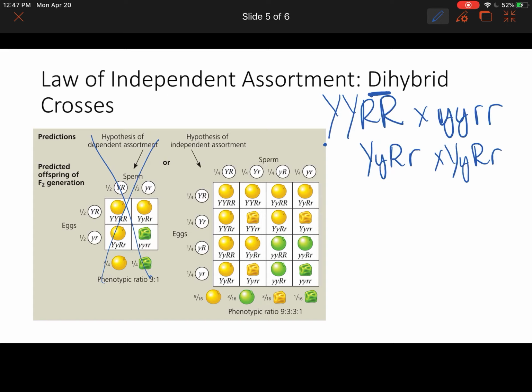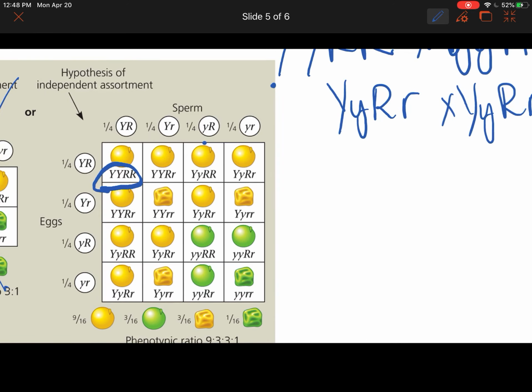So for each parent, we could have big Y, big R; big Y, little r; little y, big R; little y, little r. Now I want you to pay attention to how the genotypes are written for each potential offspring. So this top left offspring is going to get big Y from dad and big Y from mom, big R from dad and big R from mom.